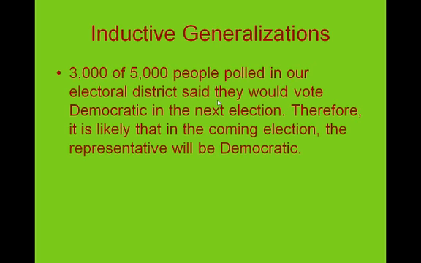An inductive generalization makes a claim about the whole group based on a statistical sample. 3,000 of 5,000 people polled in our electoral district said they would vote Democratic in the next election. Therefore, it is likely that in the incoming election, the representative will be Democratic.